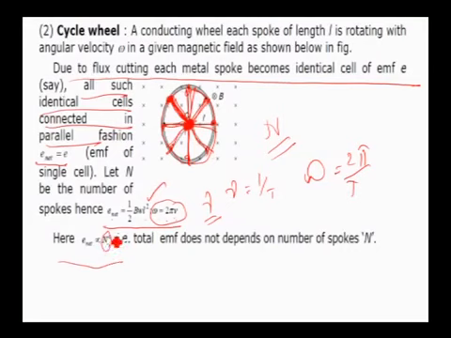What does it indicate, n⁰? n⁰ is 1. That shows the total EMF induced in the case of a cycle wheel doesn't depend on the number of spokes. It mainly depends on the speed with which it rotates. It's actually omega, it's not W. So omega is nothing but the angular speed with which the wheel rotates.